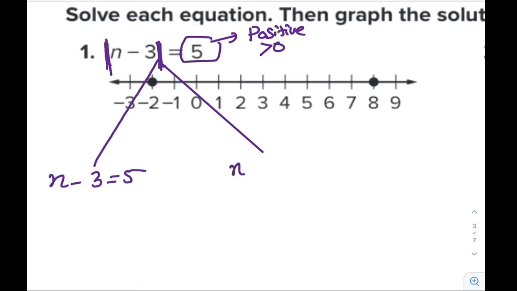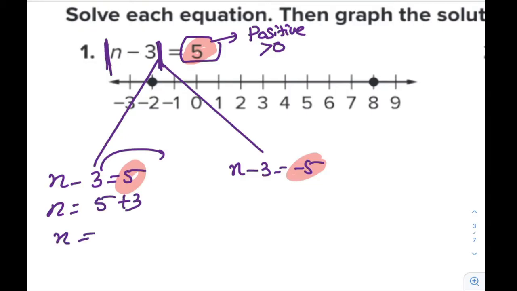The second case: n minus 3 is negative 5. So we just play with this one. We will take it once with positive, once with negative, and we will solve each one alone. So we take this to the other side, reverse the sign. So n is 8. Done.